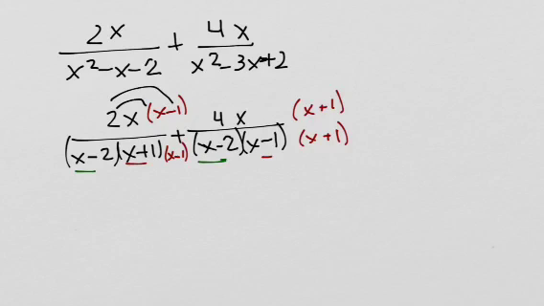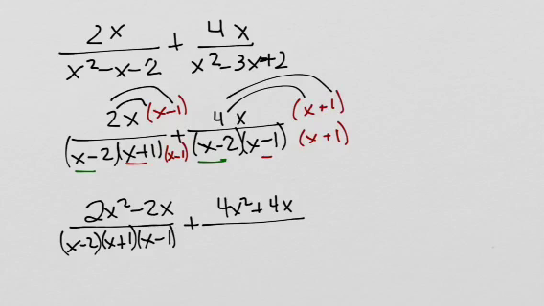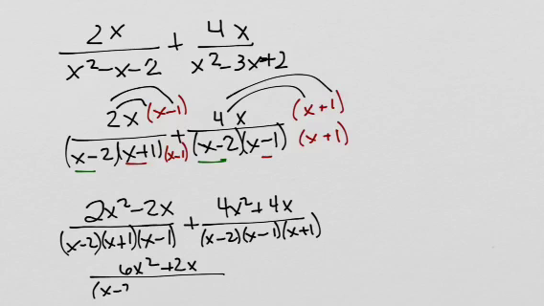When I do this, I need to be careful to distribute the numerator into the factor that I'm multiplying by. So in this case, I get (2x² - 2x) over (x - 2)(x + 1)(x - 1), plus, distributing the 4x into the factor I'm multiplying by, (4x² + 4x) all over (x - 2)(x - 1)(x + 1). Now that I have common denominators, I can add numerators. So I get (6x² + 2x) all over (x - 2)(x + 1)(x - 1).